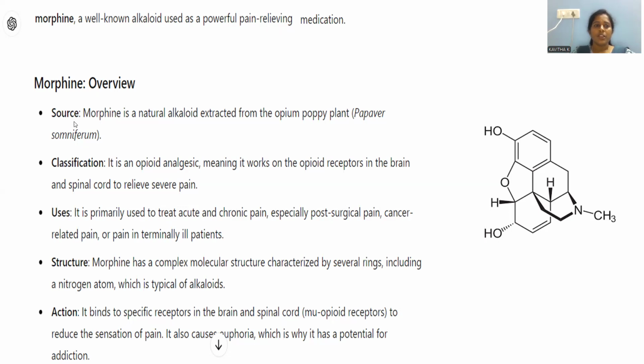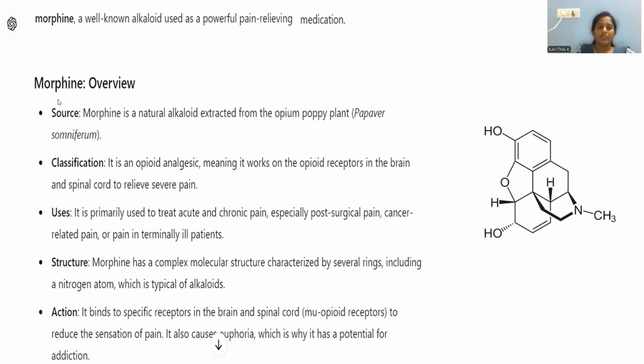Morphine: an overview. Source. Morphine is a natural alkaloid which is extracted from the opium poppy. Opium is a plant, a poppy, from which we are going to extract this. Its scientific name is Papaver somniferum. Papaver somniferum is the scientific name for the source of morphine, and it is a natural alkaloid classification.